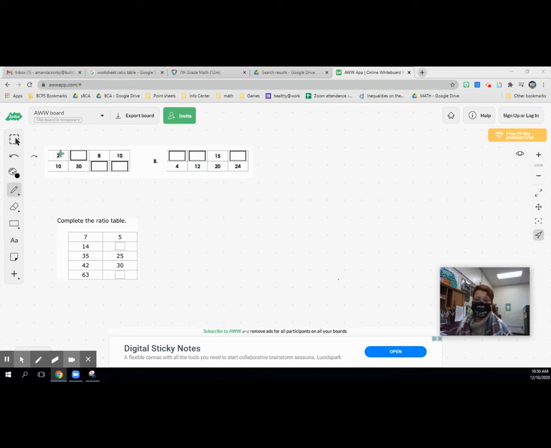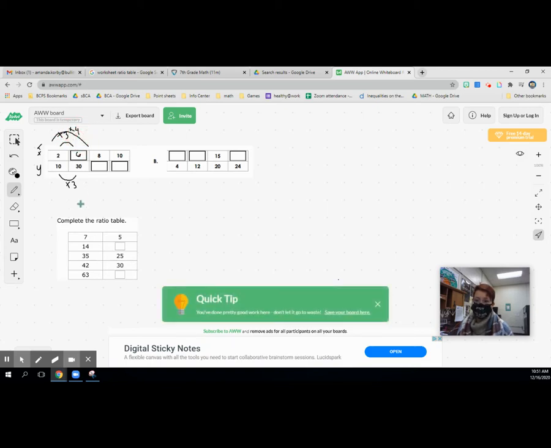So we have the ratio of 2 to 10. So we can call 2 our x and 10 our y. You can see to go from 10 to 30, we would multiply by 3. And to go from 2 over, we would also multiply by 3. So we would get 6. Okay? Going over here, to go from 2 to 8, you would multiply by 4. So then we would also multiply 10 by 4 to fill that in.